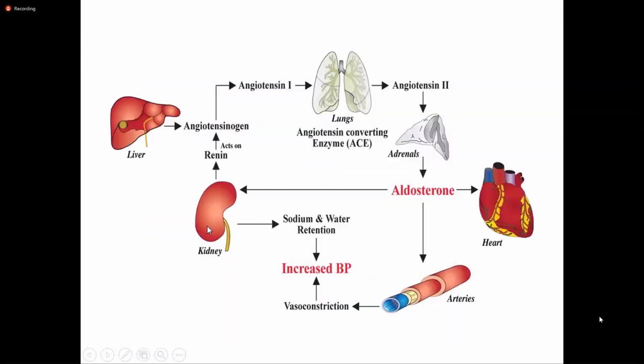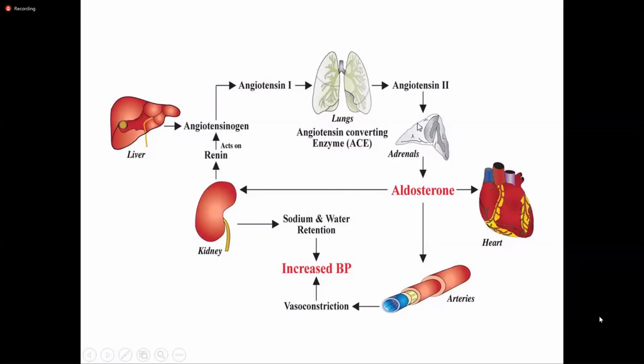You know this renin is released from the juxtaglomerular cells of the kidney, and what does it do? So this is just the revision. Renin causes the conversion of angiotensinogen to angiotensin 1. And the lungs have the angiotensin converting enzyme, which converts angiotensin 1 to angiotensin 2.